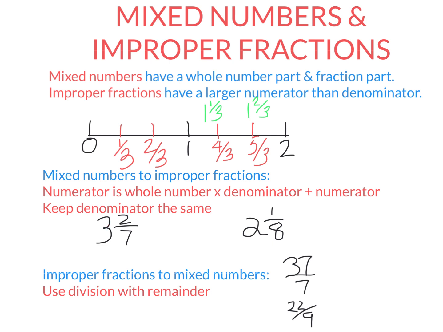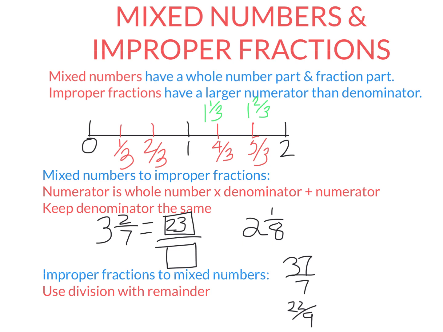Well, 3 2/7. We want to write it as an improper fraction. So we want to write it as some number over some number. This number on top will end up being larger. So what goes on top? The numerator is 3 times 7, 21, plus 2 is 23. That's what this line here means. The numerator is whole number times denominator plus numerator.